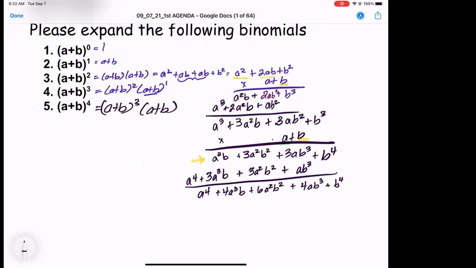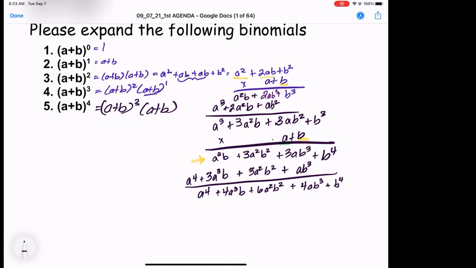Look at the sum of the exponents on the second term, that 4A cubed B to the, what's the understood power there? First. So what is the sum of the two exponents? 4. Look at the third term, what's the sum of the exponents? 4. Look at the fourth term, what is the sum of the exponents? 4. And then the last term? 4. There you go. So that is one of the patterns.